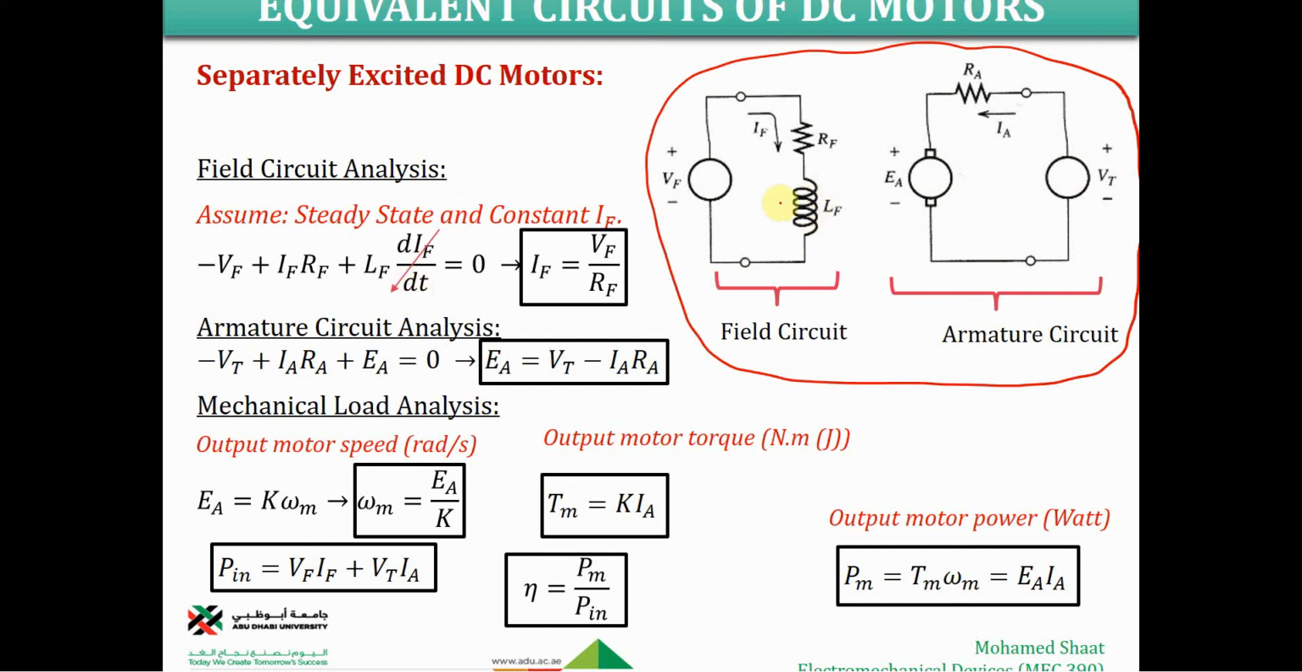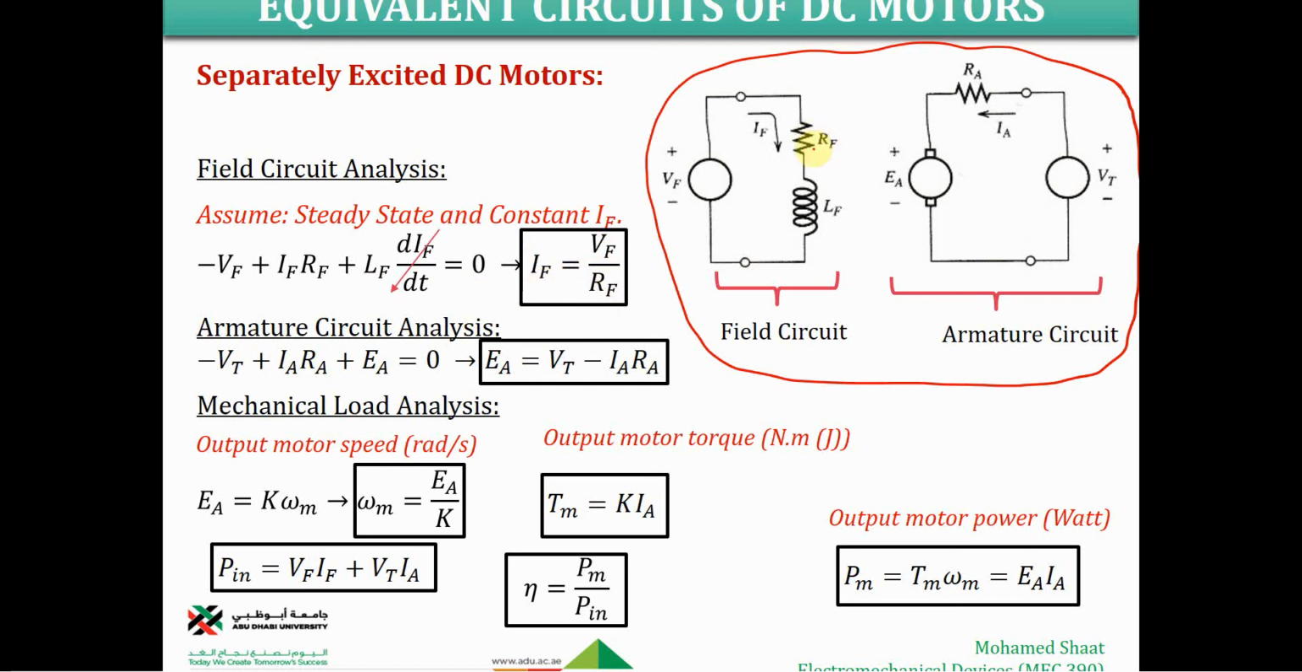It means that this coil won't take anything of the total voltage delivered by the battery. The battery gives a voltage, and this voltage is entirely received by the resistor, and that's it. The coil won't take any voltage, except it will have a current through it to create the magnetic field. So according to this equation, we end up with IF equal to VF over RF.